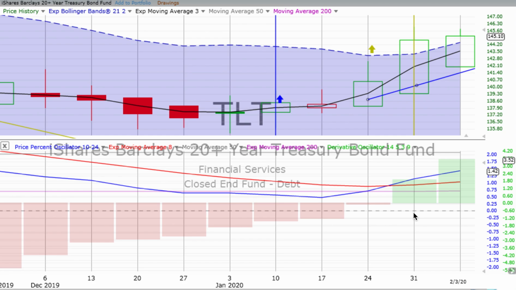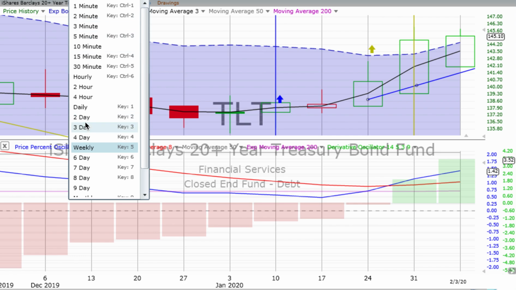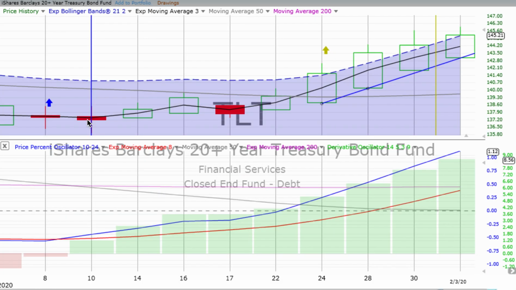Again, down for the day 0.25%. Derivative oscillator gaining upward momentum. Price percent oscillator still heading up. So we'll continue to keep our eye on things despite that down day on Monday.